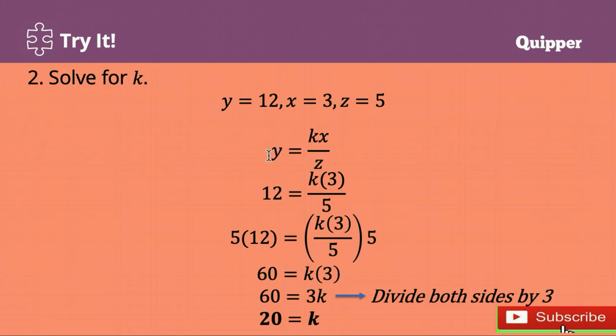From the original equation, y is equal to kx over z. Now we have 12 is equal to k times 3 over 5. Then, multiply both sides by 5. We have 5 times 12 is 60. And k times 3 over 5 times 5 is 3k because the 5s cancel. That is just 1, and 1 times 3k is 3k. Then divide both sides by 3. So we have 20 as the value of k.